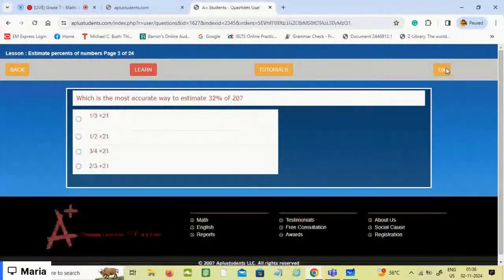What is the most accurate way to estimate 32% of 20? You have to calculate 32% of 20. So how do you calculate? You can do 1 by 3 times 21. You can calculate one third of 21, right? The correct option is option number 1, that is 1 by 3 times 21.